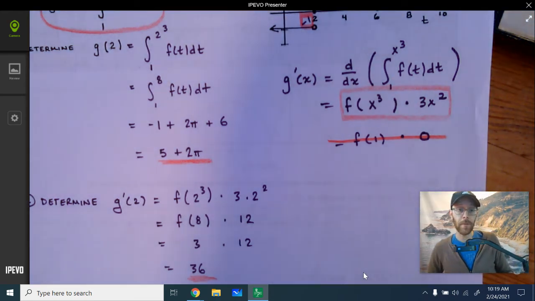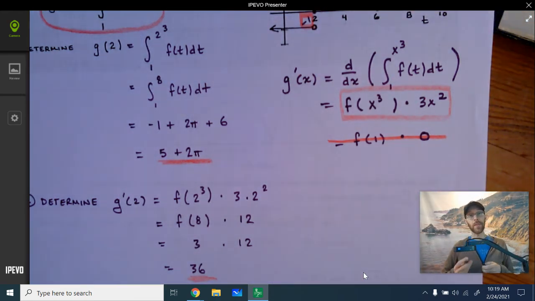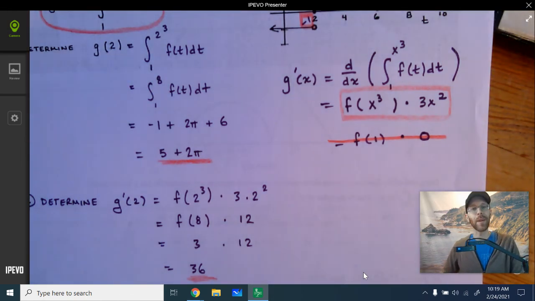Okay, so that's enough for today's lesson. There's some problems in section 6-2 of the book that I'd like you to take a look at.